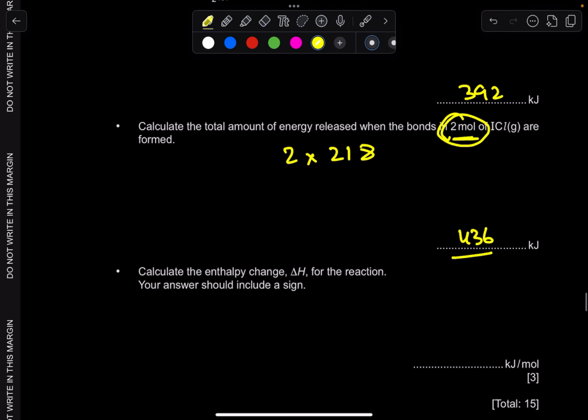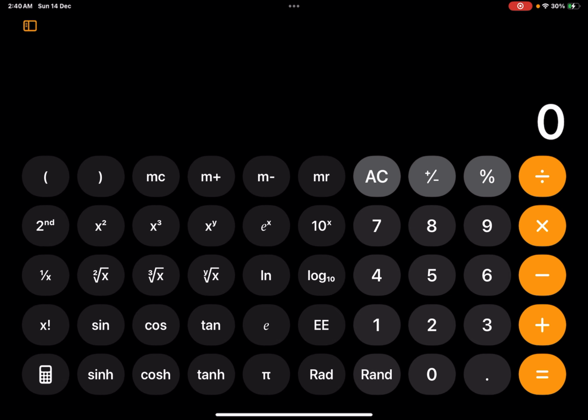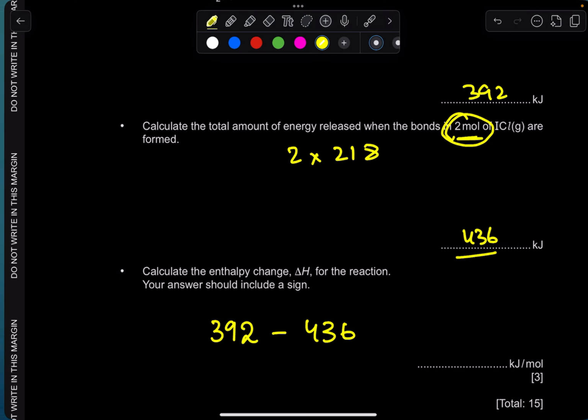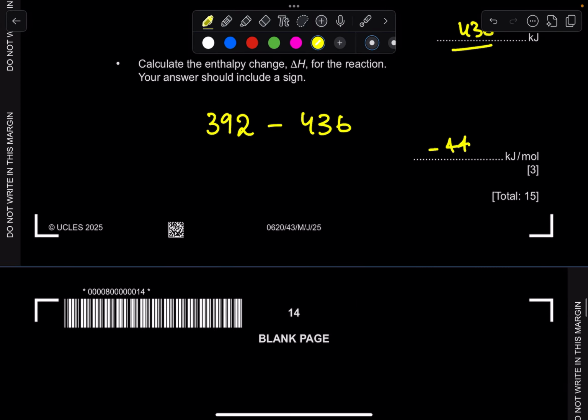Calculate the enthalpy change. We simply take the energy used to break the bonds minus the energy that was released when bonds were formed. 392 minus 436, and we get negative 44.